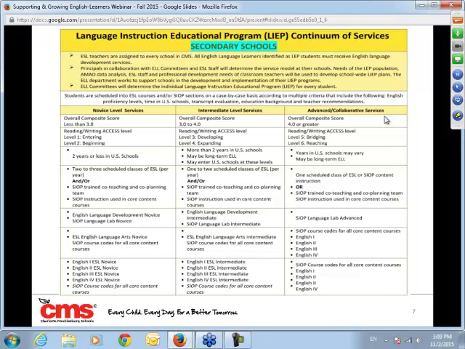And then that stays the same throughout for the intermediate students and for the advanced collaborative students as well. The only difference would be for the advanced collaborative students, you wouldn't want them to be in an ELD course, English language development course, if they're advanced.